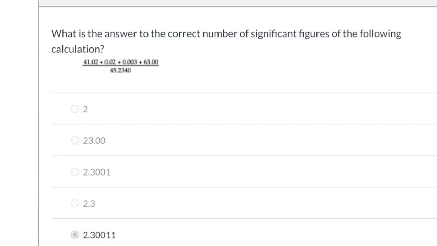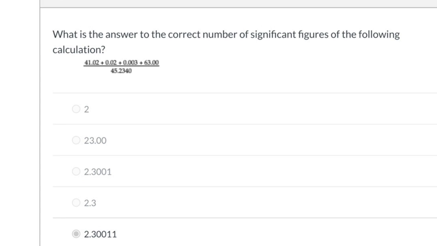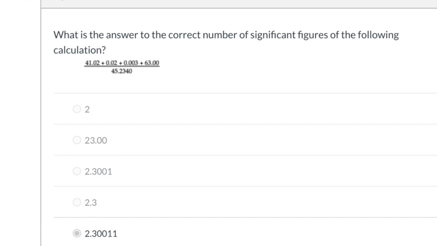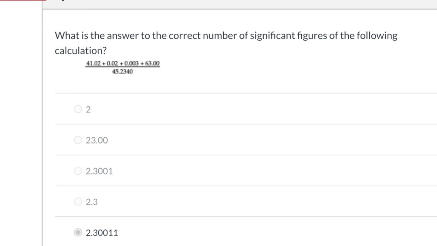And first, guys, you've got to know what a sig fig is. So, values 1 through 9 are always significant. For example, if you have the number 254, that has 3 sig figs. Zeros between values are also always significant. So, if you have the number 204, the 0 is between two significant numbers, so that number has 3 sig figs.